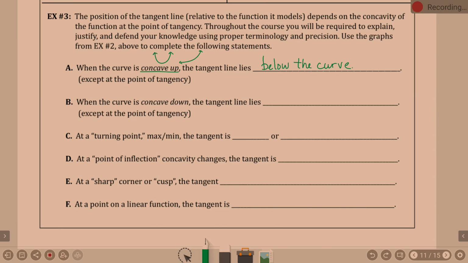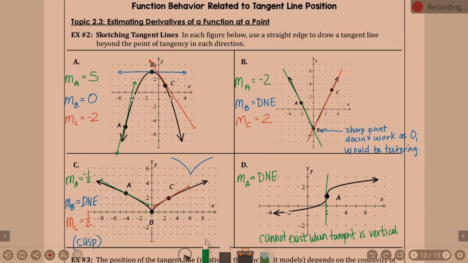When the curve is concave down, if we talk about concavity, it opens downwards. So now it's bowled downwards. Your cereal bowl is flipped upside down now. So now the tangent line on these lies above the curve. This is what happened on example A, yes? All these tangent lines on the parabola were above the curve. On C, the two we were able to draw were above the curve.